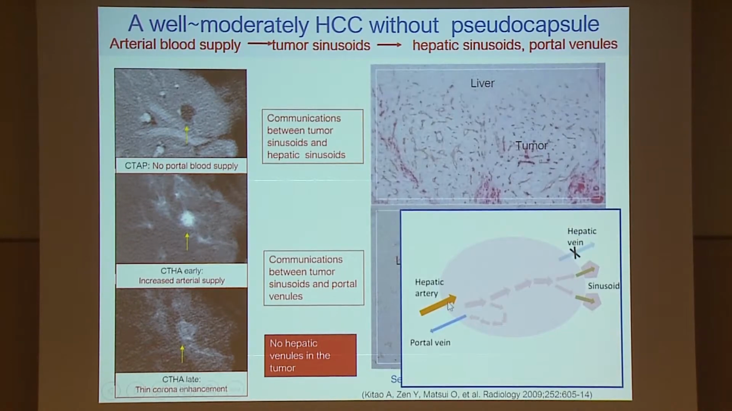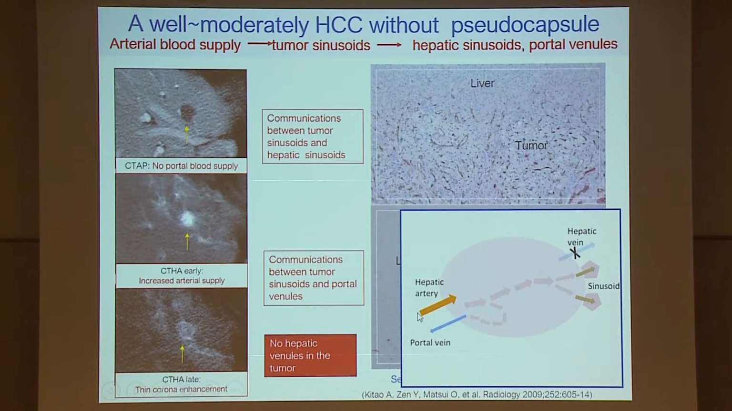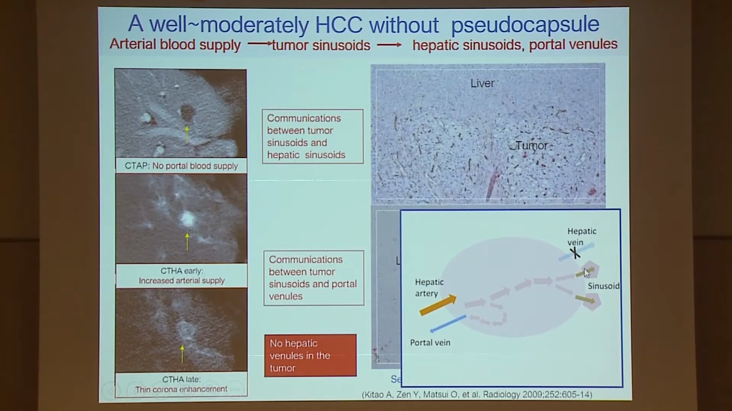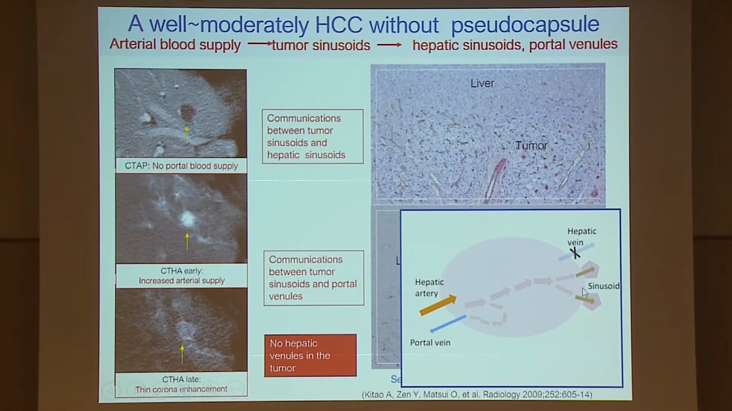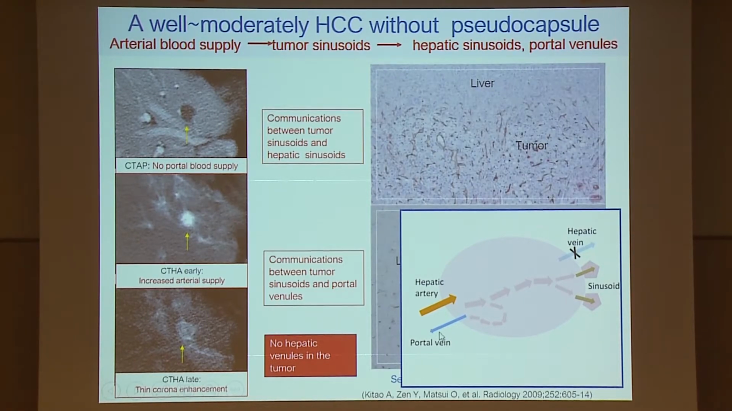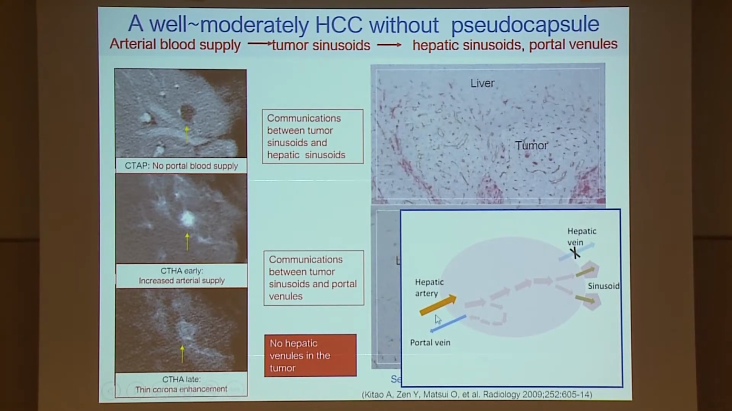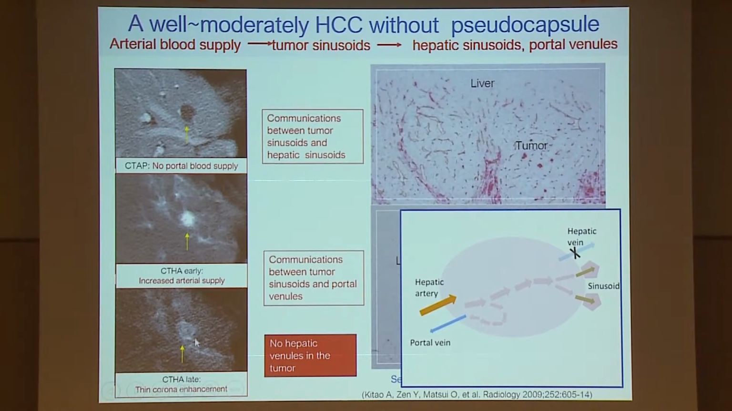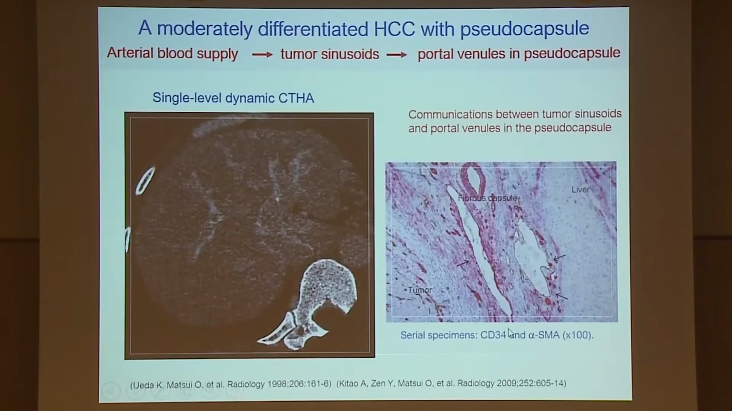So blood supply from hepatic artery goes through tumor sinusoid, then goes to the surrounding sinusoid through this route, or goes to surrounding portal vein through this route. This kind of nodule shows a faint wing-like enhancement.